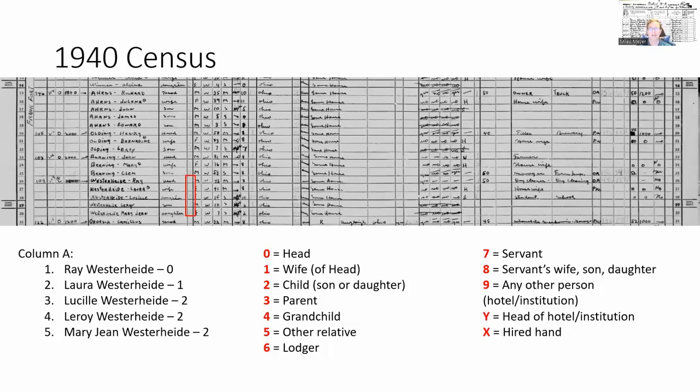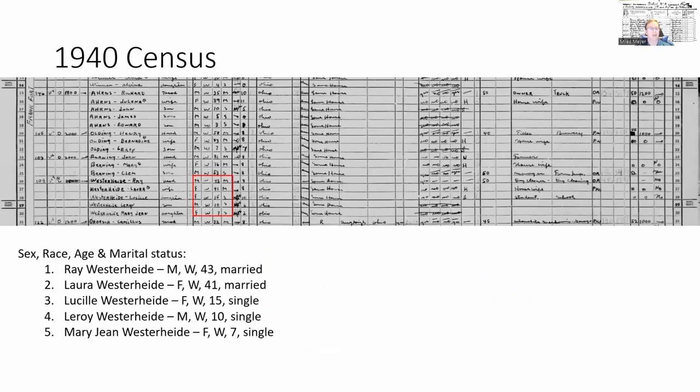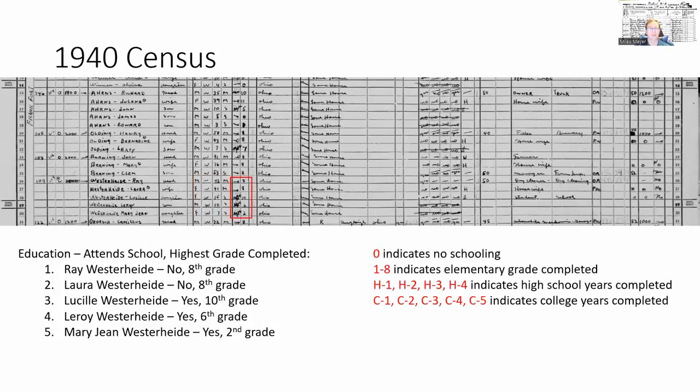That indicates head of household, the wife, the child, parents, grandparents, other relatives, and so on. And you can see there's a variety of different other things, such as servants, servant's wife, son or daughter, other people in a hotel or institution, head of hotel, and hired hand. Some of those indicators might not be directly listed on the page other than in these data points. You can also get the sex, the race, the age, and marital status of each individual on these census pages, and then whether they attend school and the highest grade completed.